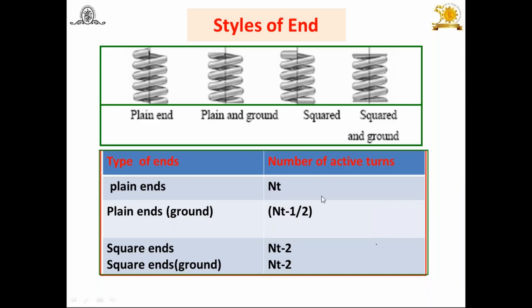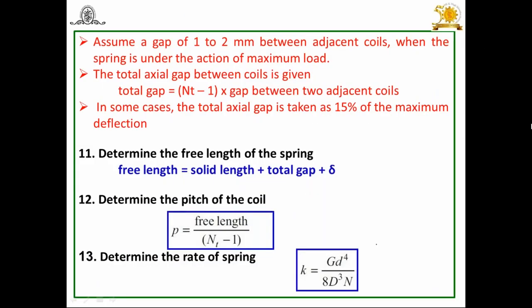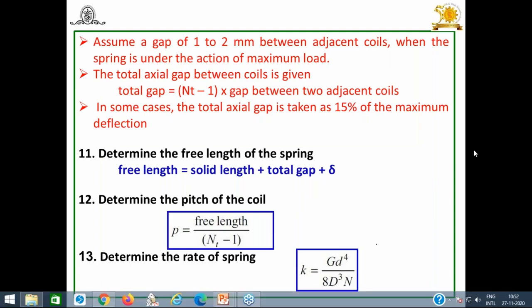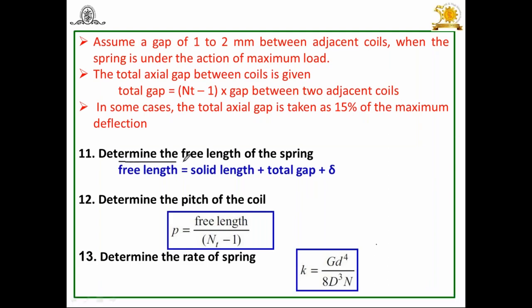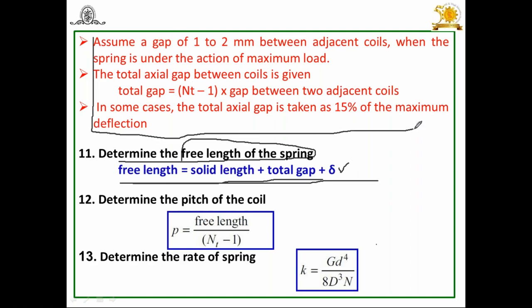Then next, the important step here is to determine the free length of the spring. What do you mean by the free length? It is the length when no load is acting on the spring, and it is given by the solid length plus total gap plus delta. Total gap means the axial gap in between the spring coils. These three points are very important, as might be discussed by Professor V.K. Patil.